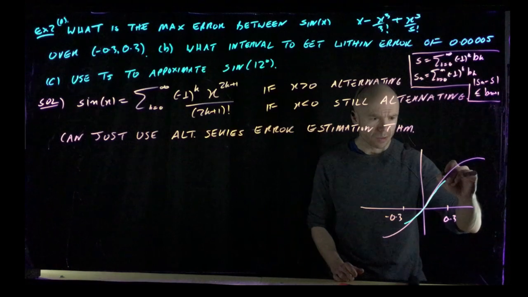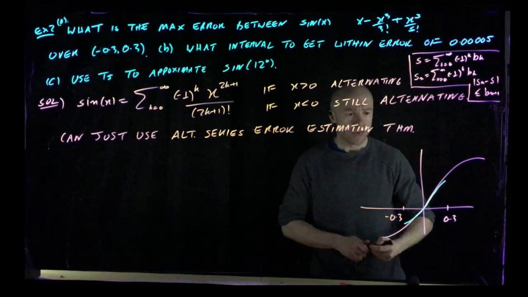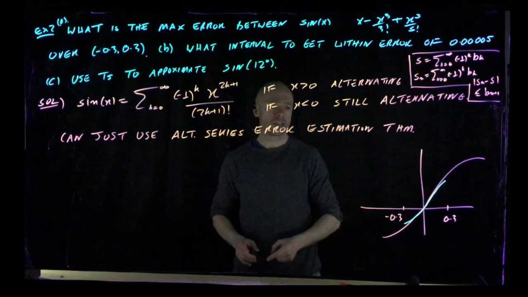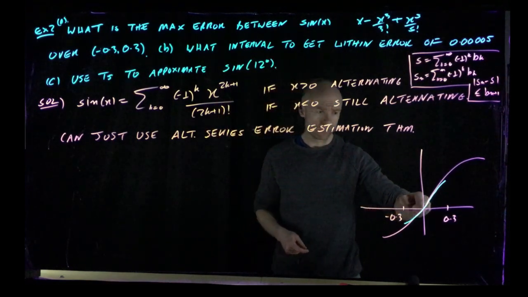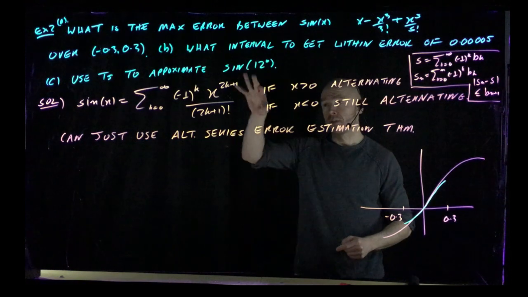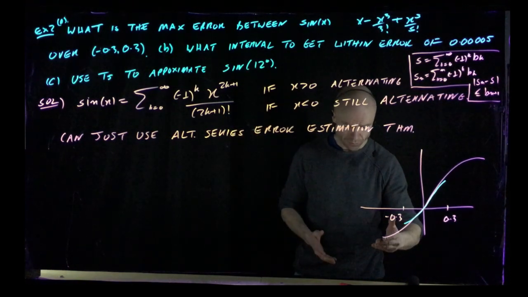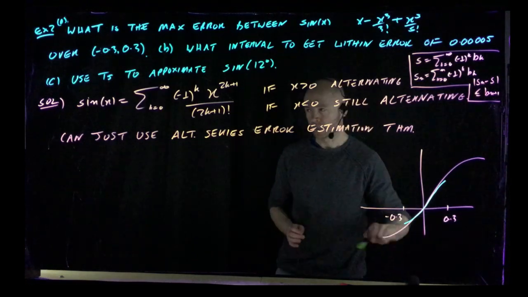Okay, and we're going to try and see what the maximum error is. All we need to do is use the fact that for any x between minus 0.3 and plus 0.3, this is an alternating series, right? This is an alternating series. So let's take a green color.